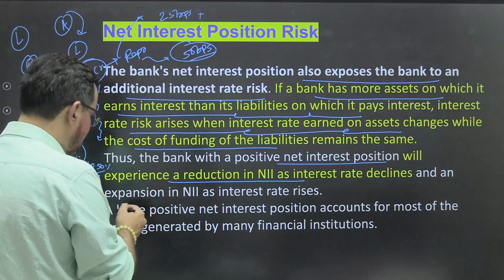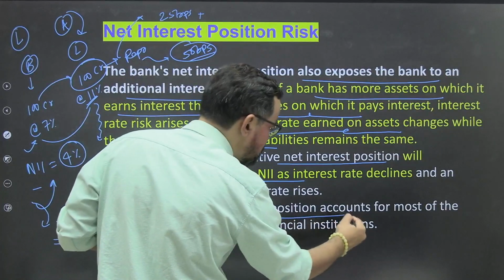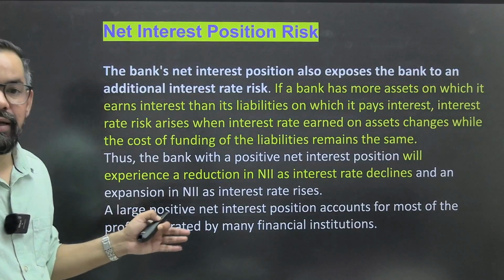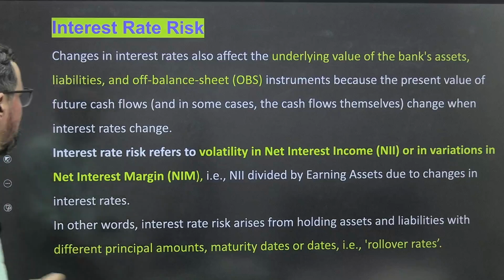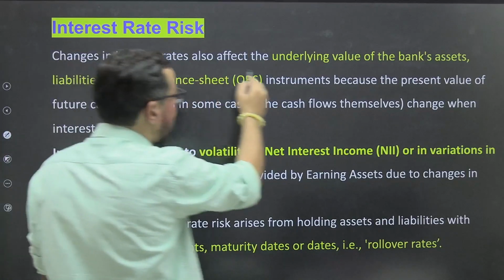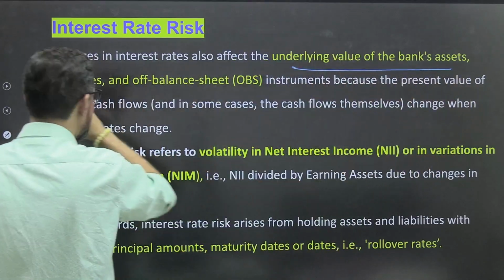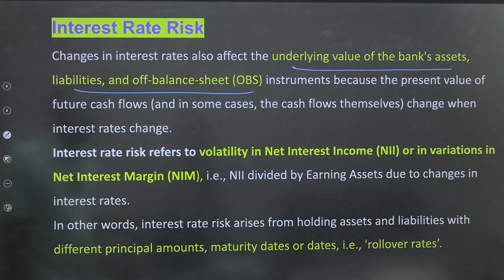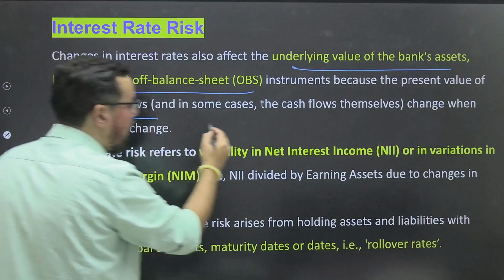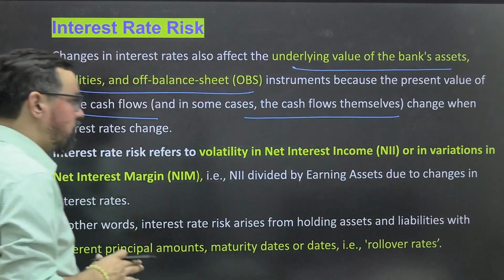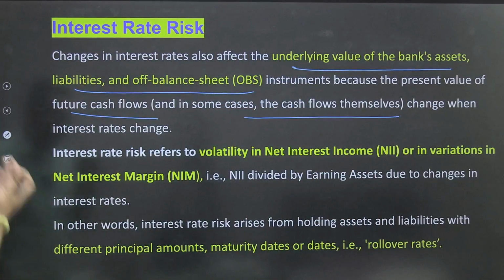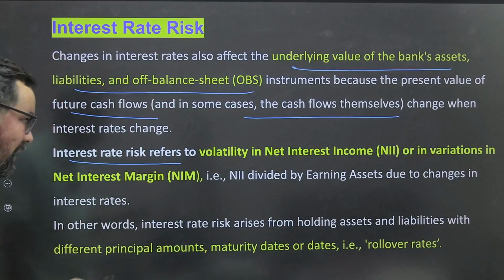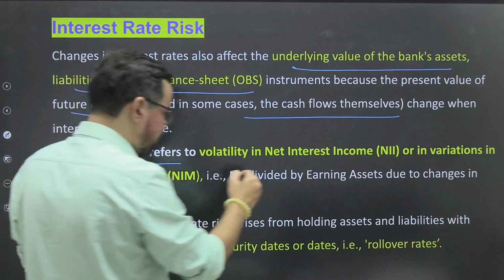Okay. So a large positive net interest position accounts for most of the profit generated by many financial institutions. It can have both side effects. Okay. So changes in interest rates also affect the underlying value of the bank's assets, liabilities, and off-balance-sheet exposures, because the present value of future cash flows, and in some cases the cash flows themselves, change when interest rates change. Interest rate risk refers to volatility in net interest income (NII).